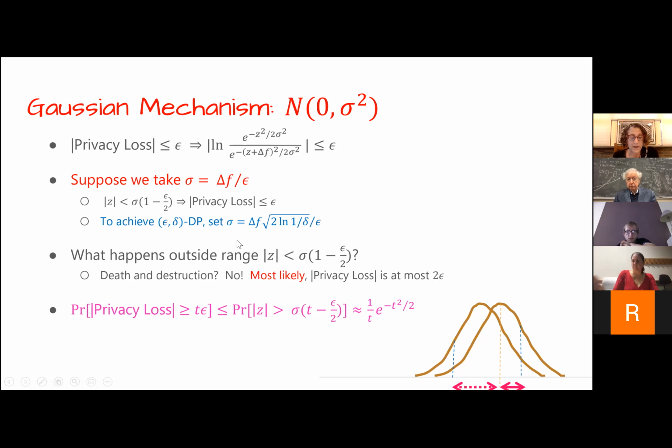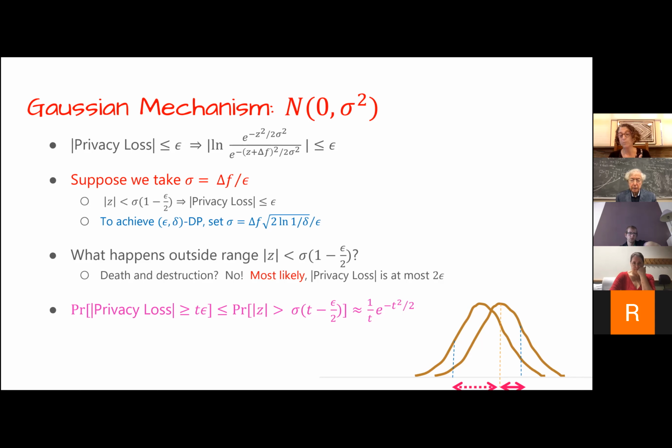The animation on this slide didn't work, so ignore the blue text for a moment. What happens when we get too much noise? First of all, this is why the Gaussian mechanism doesn't give pure differential privacy. Some weird things happen in the tails. On the other hand, if we fail to get a small z, we're still pretty likely to get a pretty small z. So when we fail to be in this range, we don't have death and destruction. We don't have a total loss of privacy.